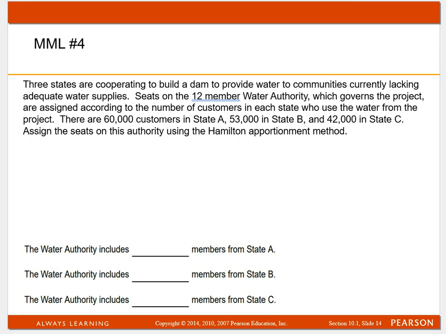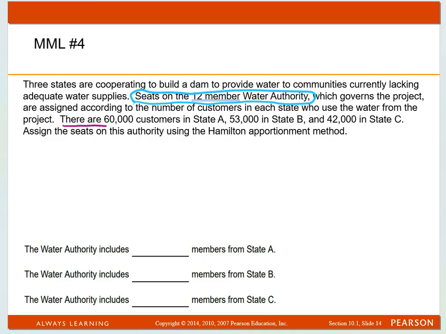All right, on this problem, we have three states that are cooperating to build a dam to provide water to communities currently lacking adequate water supplies. All right, we have seats on a 12-member water authority. That is what you're going to be apportioning, the 12 seats. And they're going to be assigned according to the number of customers in each state who use the water from the project. Okay, so try to use different colors here.